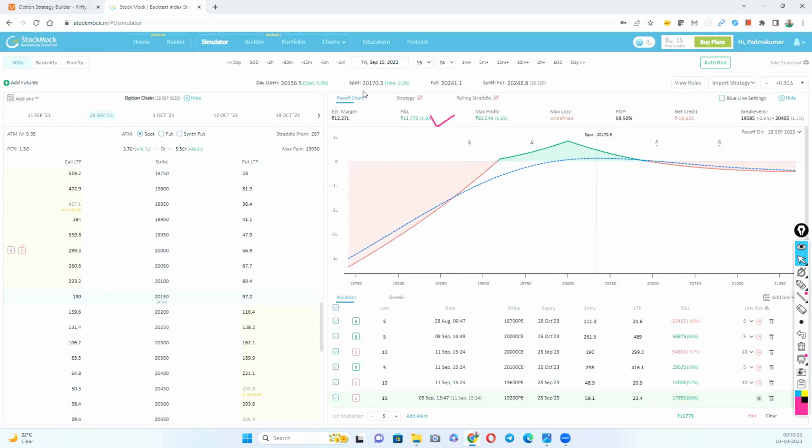But observe the spot, how the spot is moving. You need to observe the spot. Spot is moving to 20,170. Right? Just observe this one.